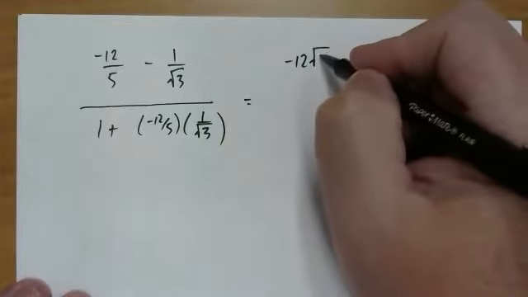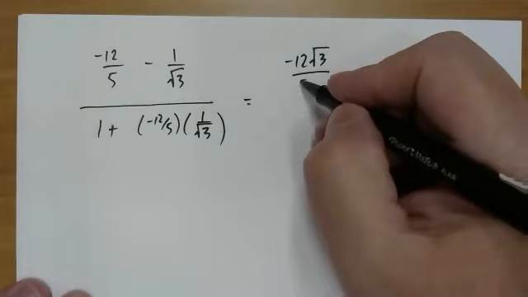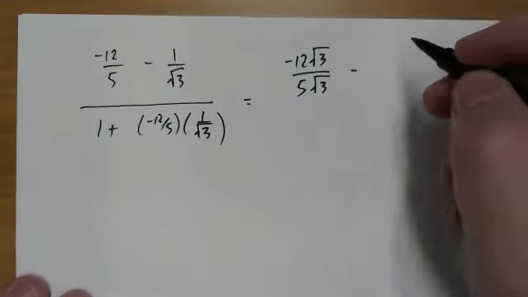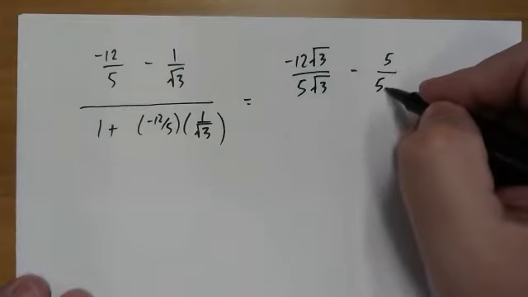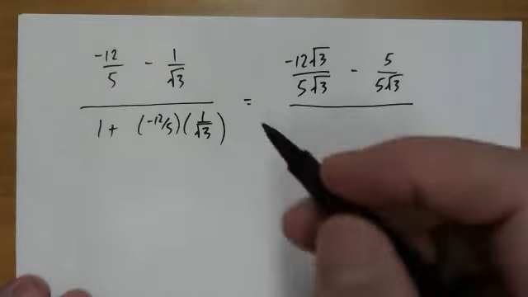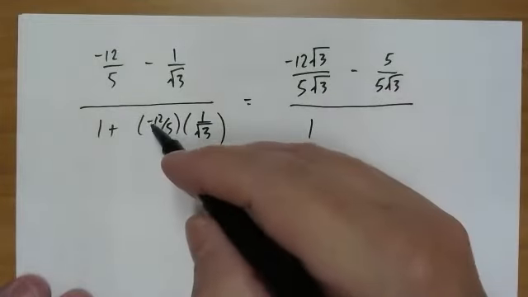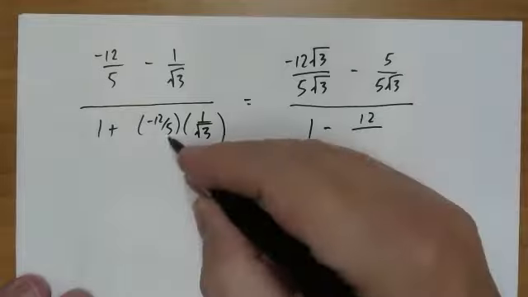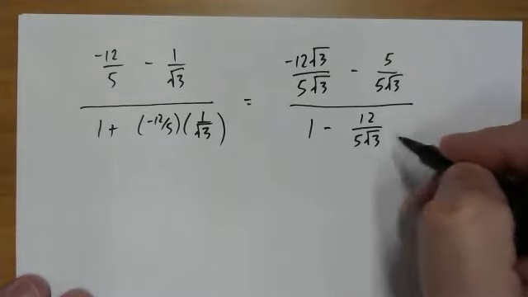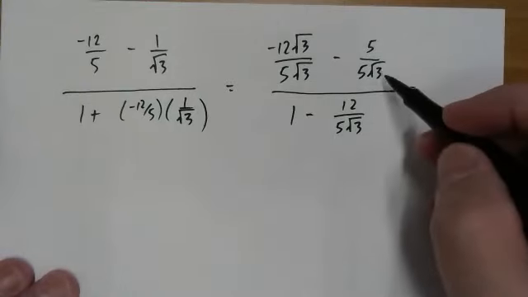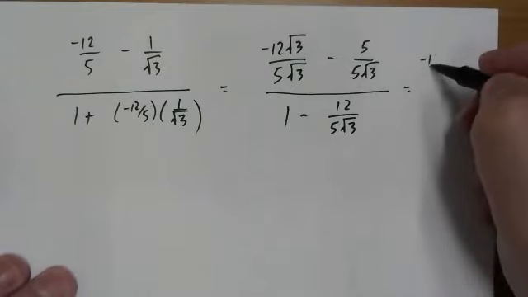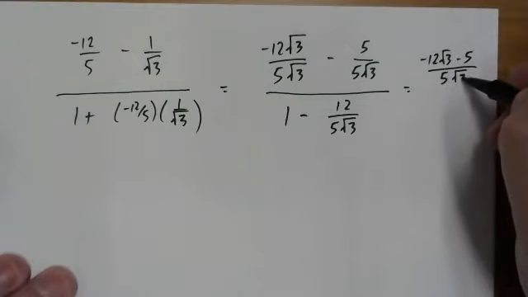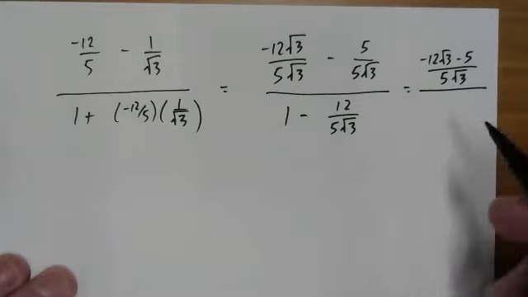So hopefully you remember how to do this. This first fraction would end up being negative 12 square root of 3 over 5 square root of 3. Second fraction would end up being 5 over 5 square root of 3. For this one, I'm going to multiply out these two fractions. A negative times a positive means it's going to be negative. 12 times 1 is 12 over 5 times the square root of 3. If I go to the top, let's now combine these into one fraction. So it's negative 12 square root of 3 minus 5 over 5 square root of 3.